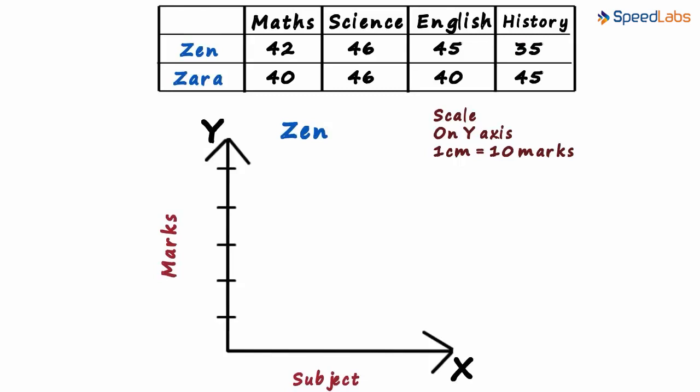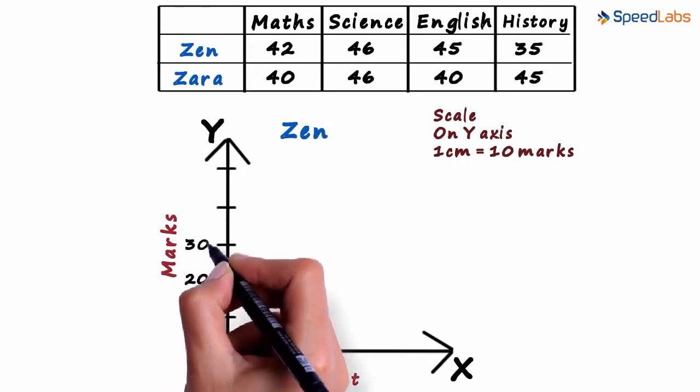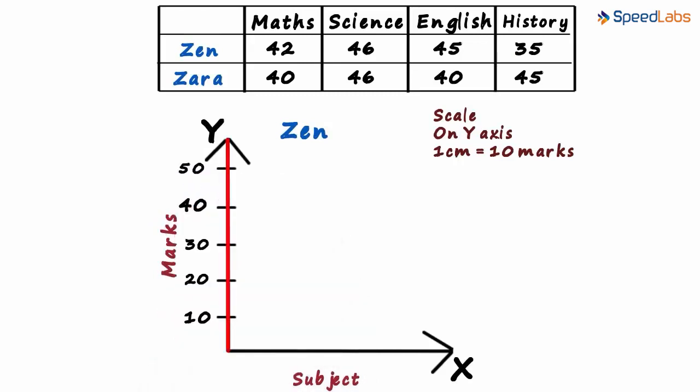We mark 10, 20, 30, 40 and 50 on the y-axis. Always make sure that the y-axis range covers all the data. We write Maths, Science, English and History on the x-axis.